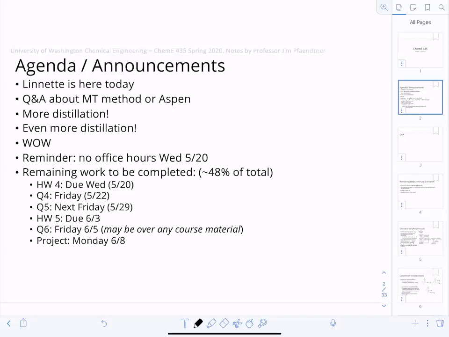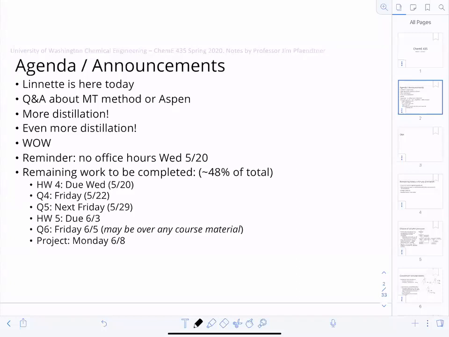And today we should be able to get through the remaining content on distillation, including advanced distillation concepts with multiple components, and then some more sophisticated analysis with the graphical methods, things like partial condensers and side draws.